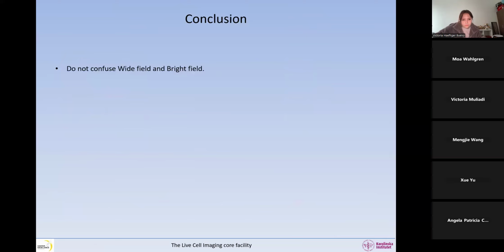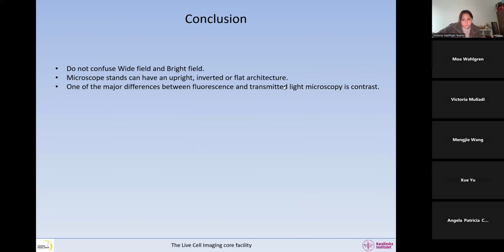So here are a few conclusions quickly, and I am looking at my time. I think I'm doing okay. Yes. So do not confuse wide field and bright field. They are different. And microscope stands can be upright, inverted, or they can have a flat architecture. And one of the major differences between fluorescence and transmitted light microscopy is the contrast. Transmitted light microscopy is a low contrast method. Fluorescence is a high contrast method. And that leads to a world of difference between these two techniques.